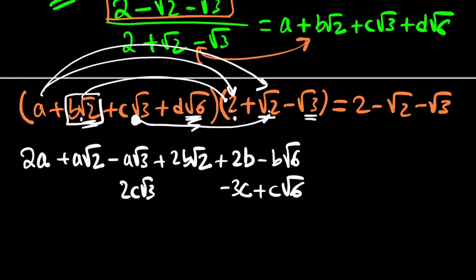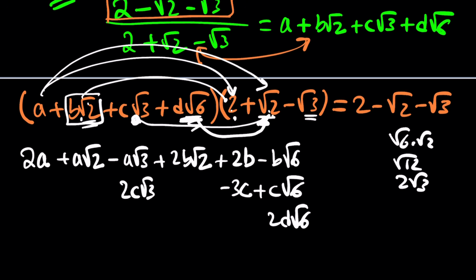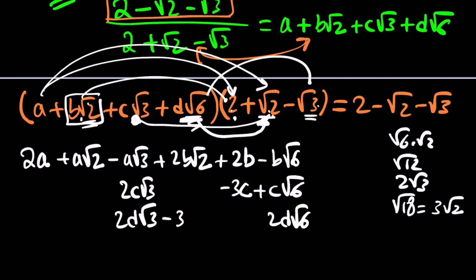2D root 6, right? 2D root 6 goes here. And then, okay, this is the critical part. D root 6 times root 2. Root 6 times root 3 is root 12, which is 2 root 3. So that's going to be 2D root 3. And then finally, minus D root 18, sorry, 6 times 3, right? Like this. And root 18 is 3 root 2. So this is going to be 3D root 2, but with a minus sign. Minus 3D root 2. Okay.